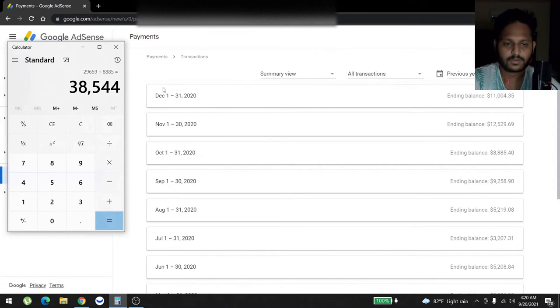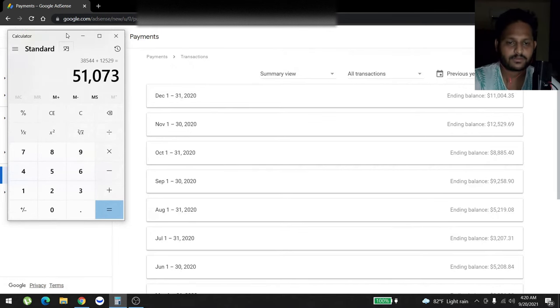In October, we made $8,885, so $8,000 in a single month. The previous month was $9,000. In November we made $12,529, because November is the time when advertisers spend a lot of money on advertising, especially for the Christmas season. In December, we made $11,004, covering December 1st to December 31.